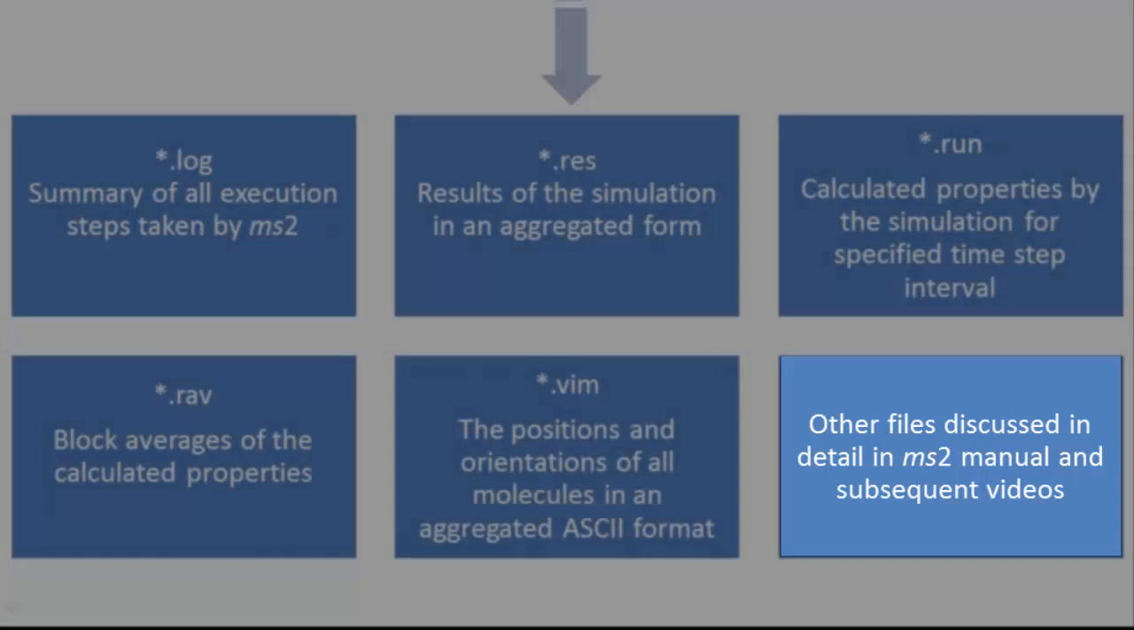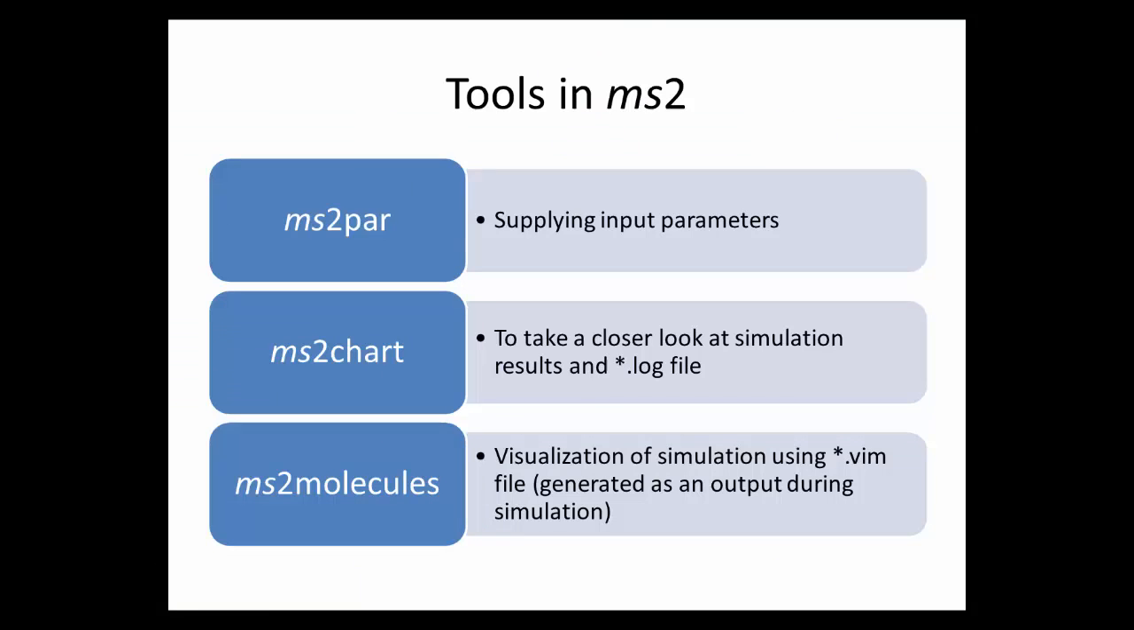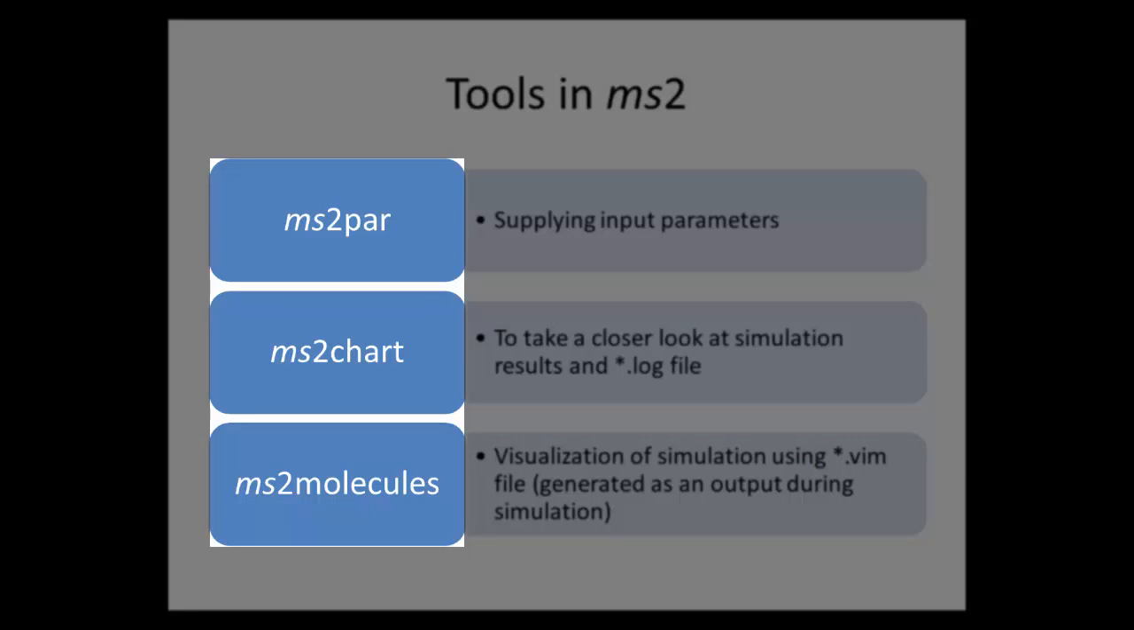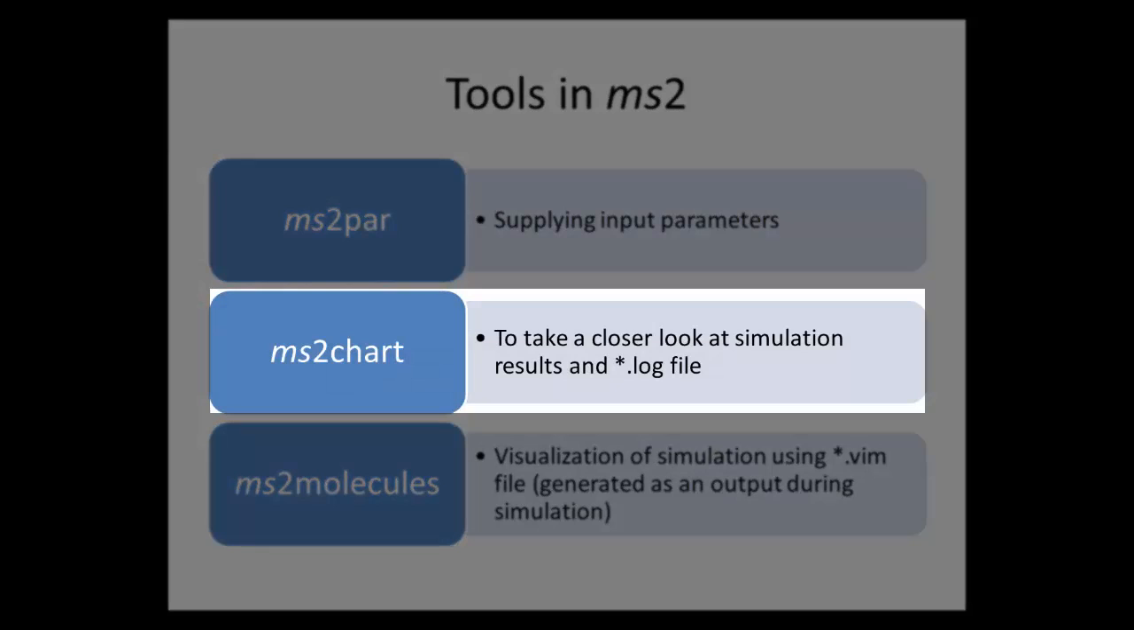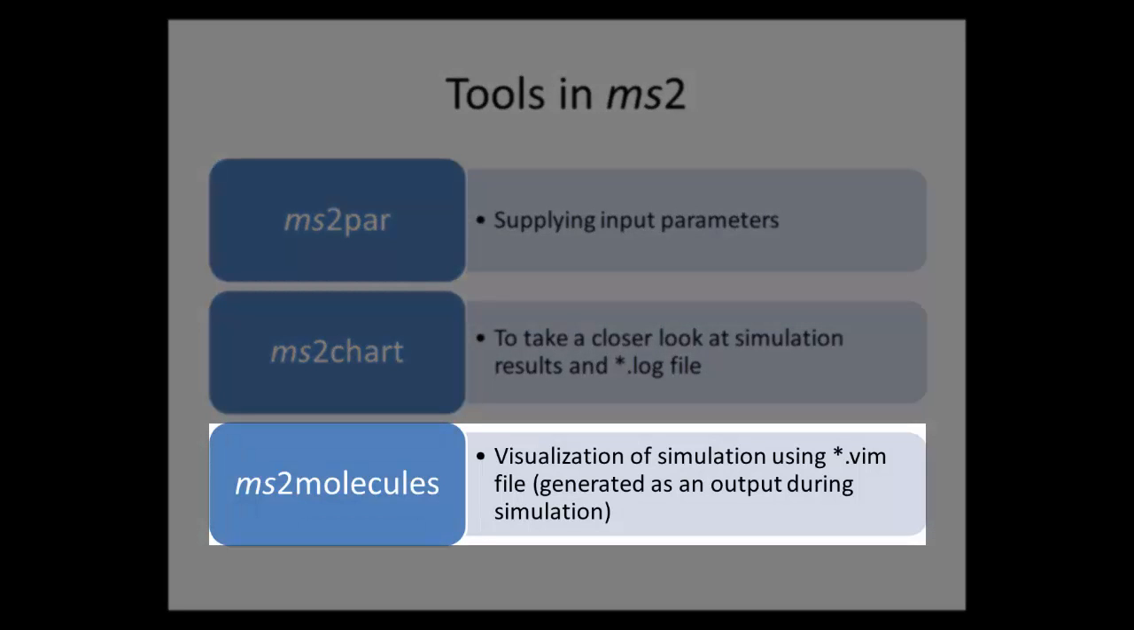There are three tools included in the ms2 package: ms2 par, ms2 chart, and ms2 molecules. ms2 par is mainly used for specifying simulation parameters. ms2 chart should be used to inspect the simulation results and the log file. This tool is explained in detail in a subsequent video. ms2 molecules can be used to visualize the simulation trajectory. It operates on the basis of the WIM file. Details are discussed in subsequent videos.